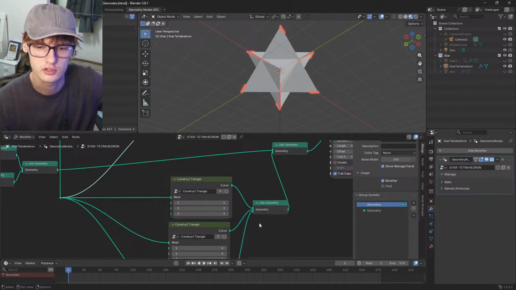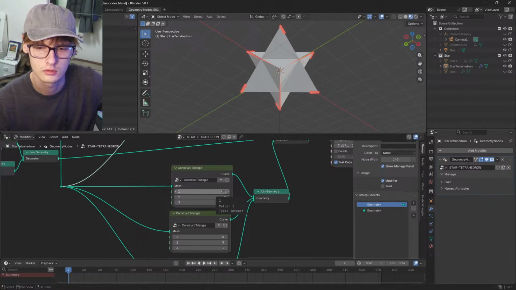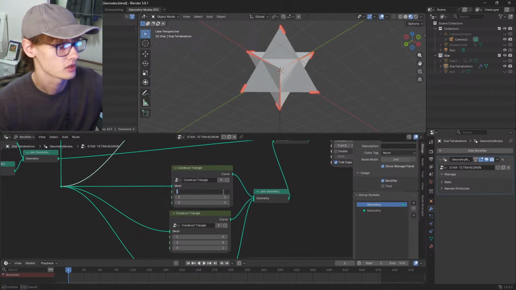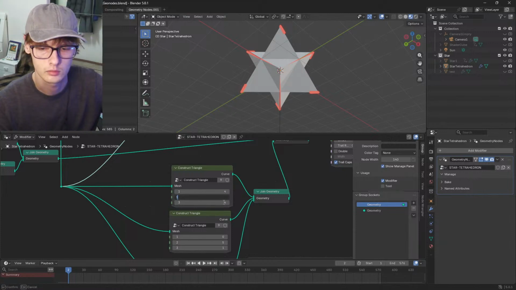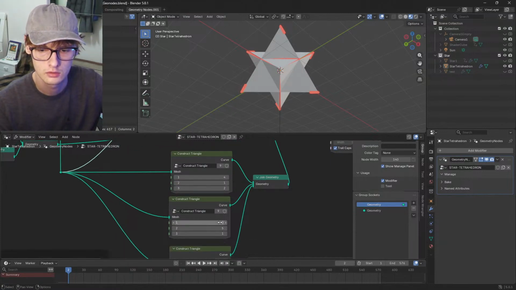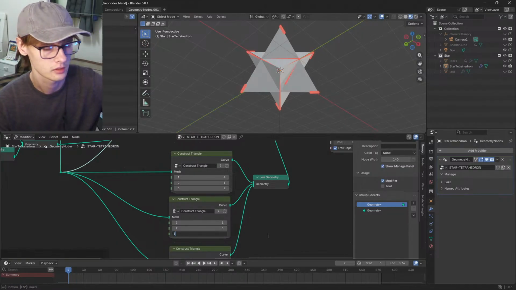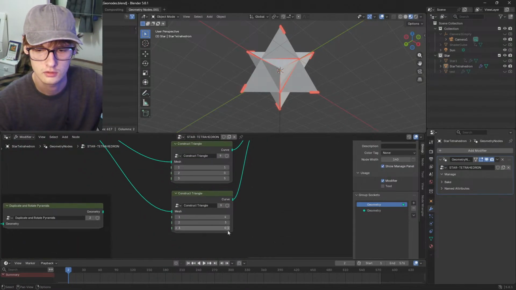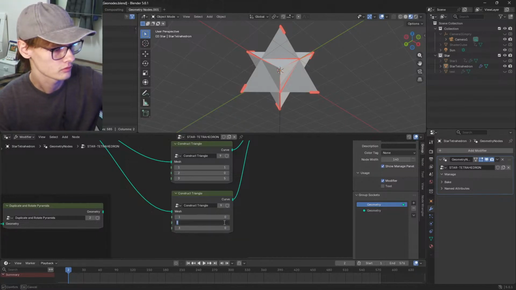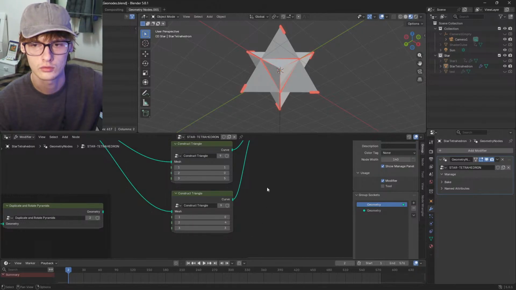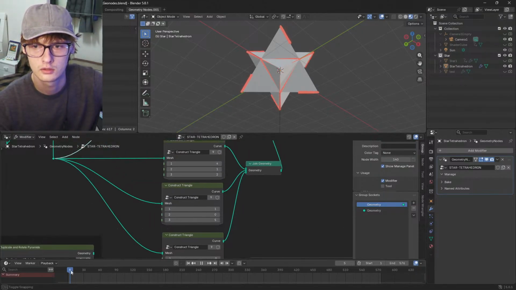Oh, I'm gonna shuffle these numbers around again. So this is gonna be 4, 1, 2, 1, 0, and 5. And this is gonna be 0, 4, and 3. Maybe that's better.